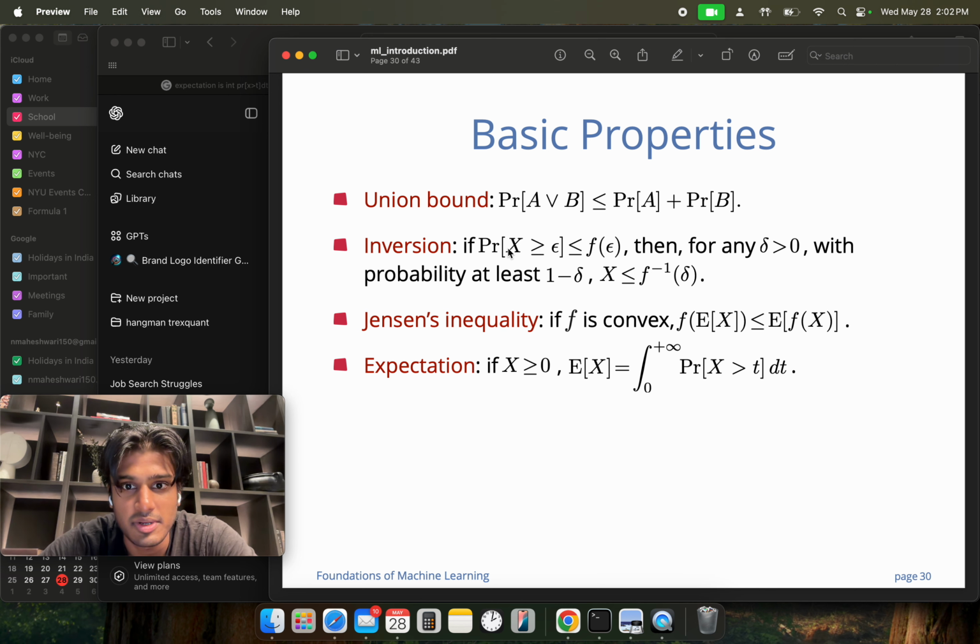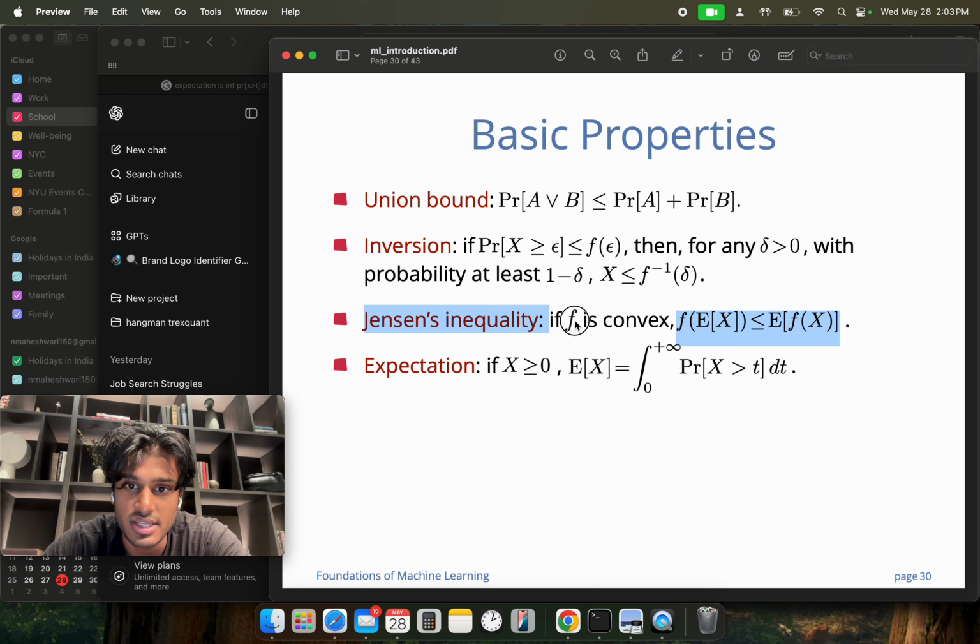So if the probability that X is greater than epsilon is less than some f of epsilon, then we want to say with probability at least 1 minus delta, X is less than some other number. The probability X is greater than epsilon is less than f of epsilon. That means the probability X is less than epsilon is greater than 1 minus f of epsilon. If I set f of epsilon as delta, that means epsilon is f inverse of delta. So with probability at least 1 minus delta, X is less than epsilon, so X is less than f inverse of delta. If you write it in a paper, it's pretty convenient.